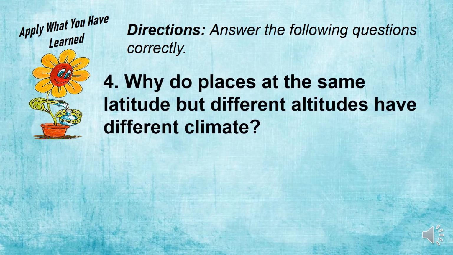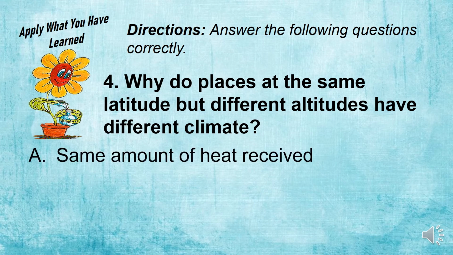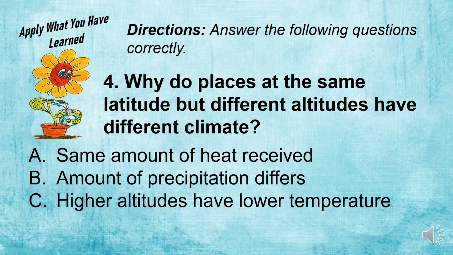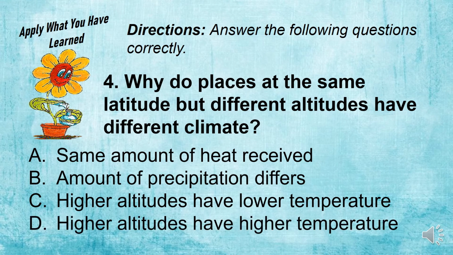4. Why do places at the same latitude but different altitudes have different climate? A. Same amount of heat received. B. Amount of precipitation differs. C. Higher altitudes have lower temperatures. D. Higher altitudes have higher temperature.